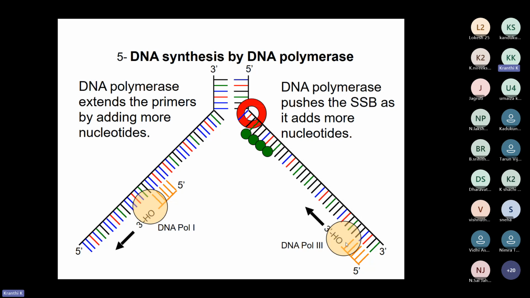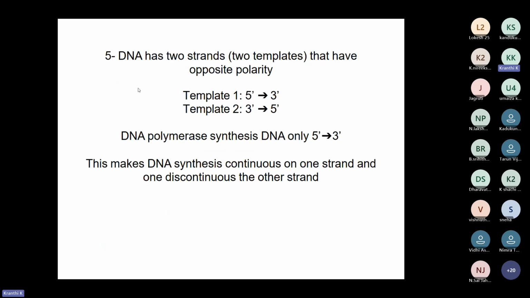Clear? So this is the continuous strand and this is the discontinuous strand, because always the polymerization happens from 5' to 3' direction only, not in the 3' to 5' direction. Clear? Now see, DNA has two strands that have opposite polarity, that is 5' to 3', and then 3' to 5'. DNA polymerase synthesizes DNA only in this direction, 5' to 3' only. This makes DNA synthesis continuous on one strand and discontinuous on the other strand.